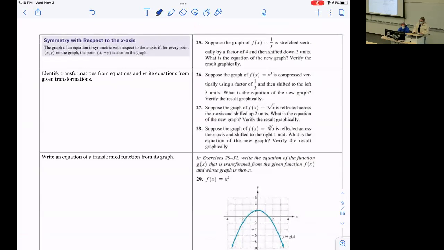So the next learning outcome, we have identify transformations from equations and write equations from given transformations. So we had a question saying, also would the absolute value symbol be relevant on a calculator? There is a way to use the absolute value on the calculator. If you need help with that, you can come to the tutoring center and you can get more help with using a calculator.